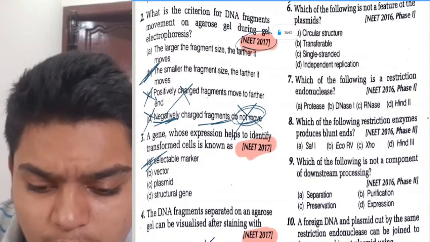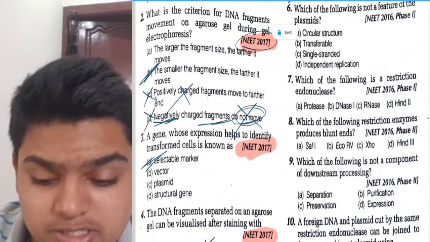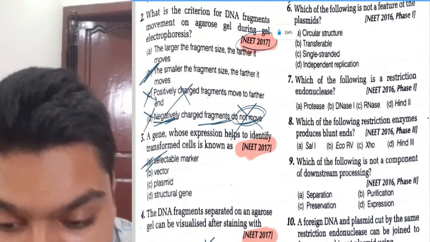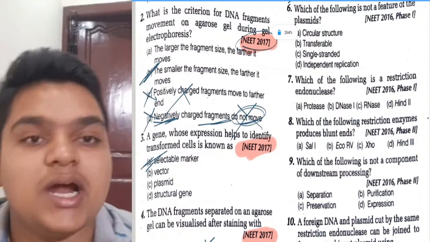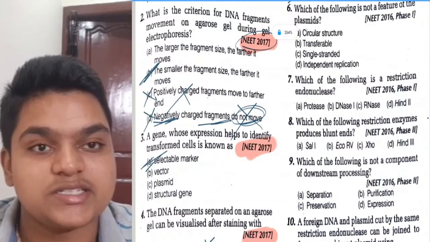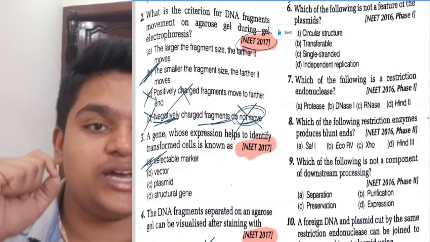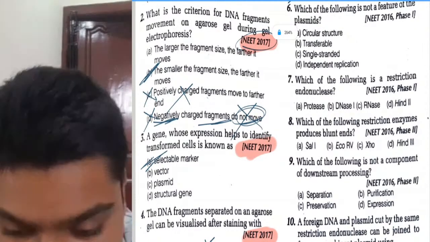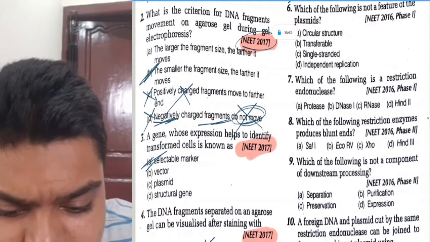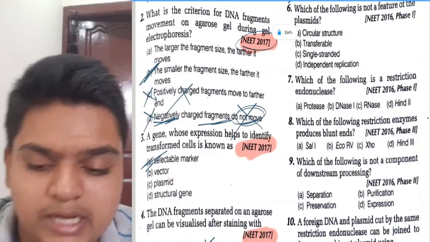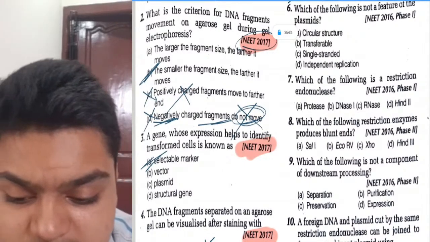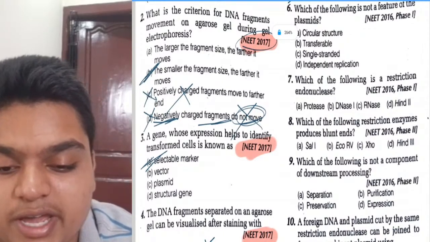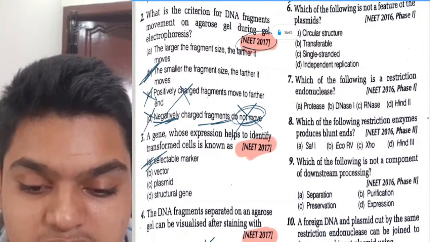Now, which of the following is not a feature of plasmid? Plasmid features. Come on, plasmid is a circular extranuclear DNA, extra DNA. It is not present in the nucleus, it is present in the cytoplasm, and it is circular in shape, it is double stranded. Yes, it is transformable, circular in shape, independent of replication. It has its own origin, so it is independent of replication. Hence C will be your answer. It is not single stranded, but rather double stranded. Okay, this is your sixth question of the day, and it has appeared in NEET 2016 phase 1.